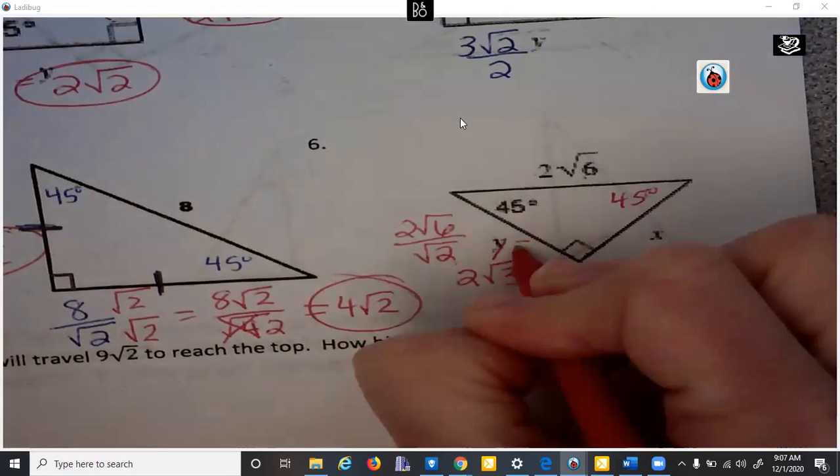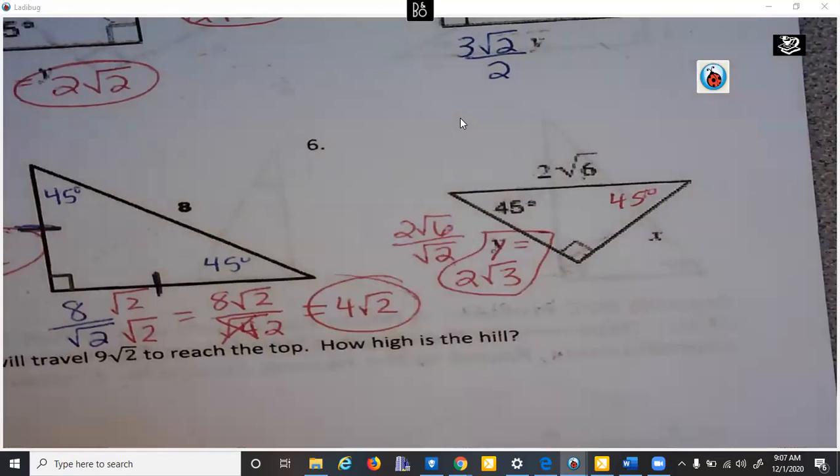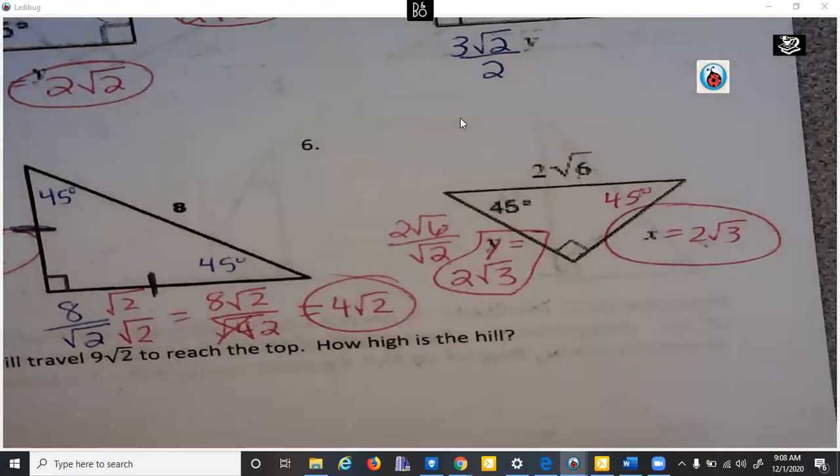What is x? 2 root 3. Good, they are the same. The 2 legs are the same. Okay.